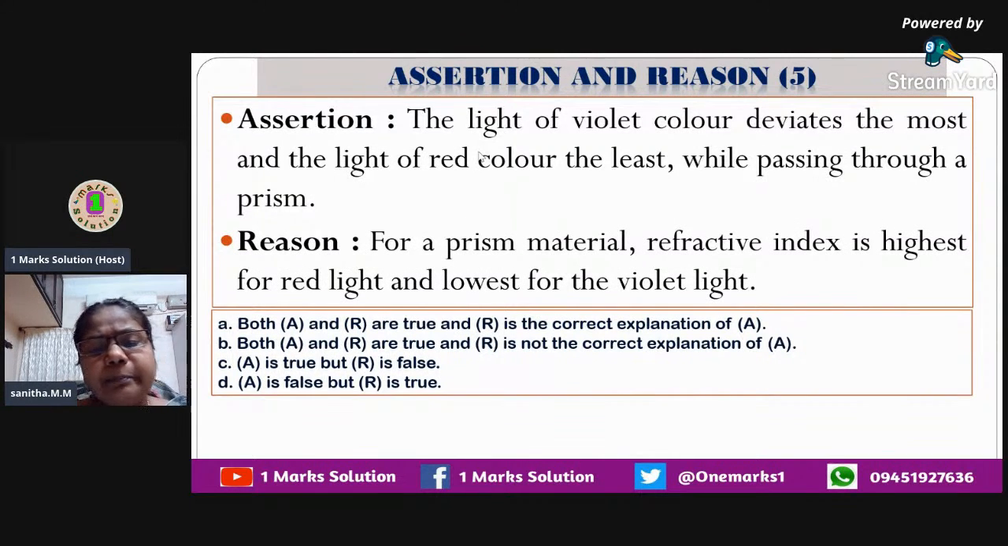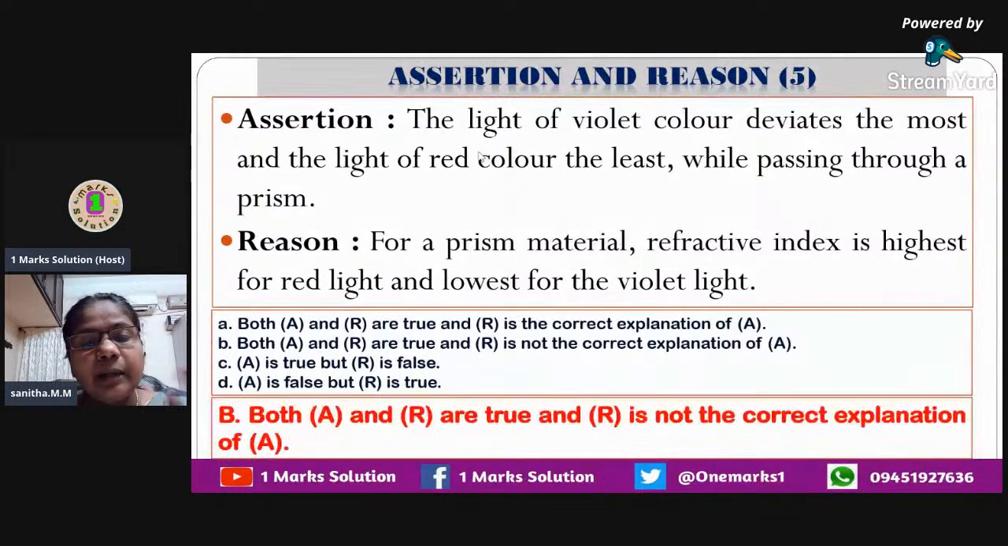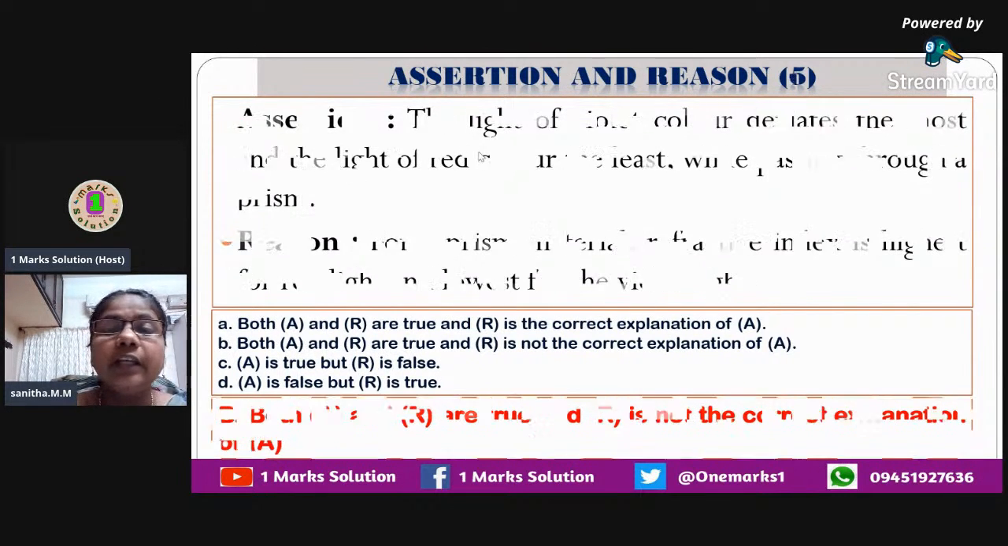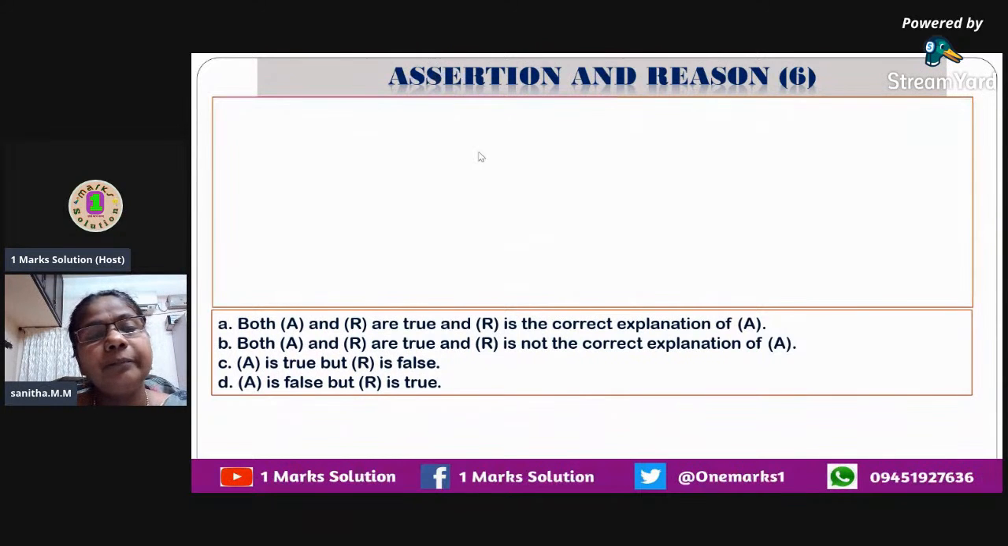For a prism material, the refractive index is the highest for red light and lowest for violet. Is it so? The reason is correct. But can we say this is the reason for the assertion? No. The reason is the deviation and the relation between the deviation and the wavelength. So here we can say both assertion and reason are true, but the reason is not the correct explanation of the assertion. Now the option is B. We'll go for the next. The sixth assertion and reason.